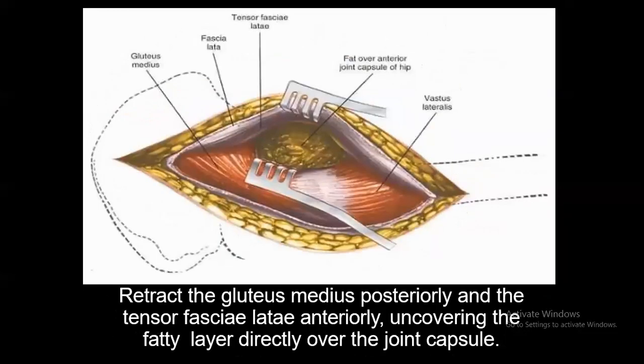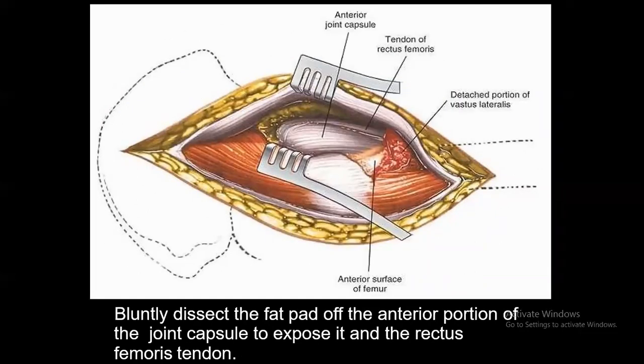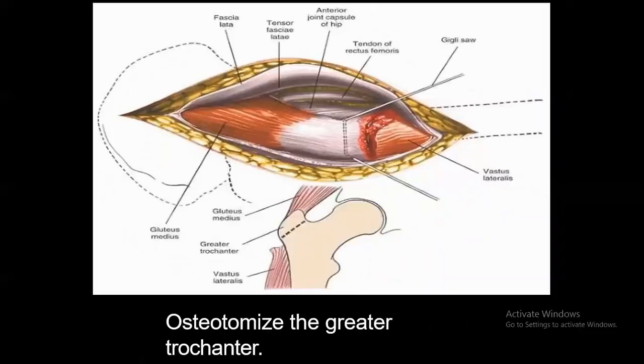Retract the gluteus medius posteriorly and the tensor fasciae latae anteriorly. Uncover the fatty layer directly over the joint. Bluntly dissect the fat pad off the anterior portion of the joint capsule to expose it and the rectus femoris tendon. Osteotomy of the greater trochanter. Osteotomize the greater trochanter and reflect the gluteus medius muscle superiorly.